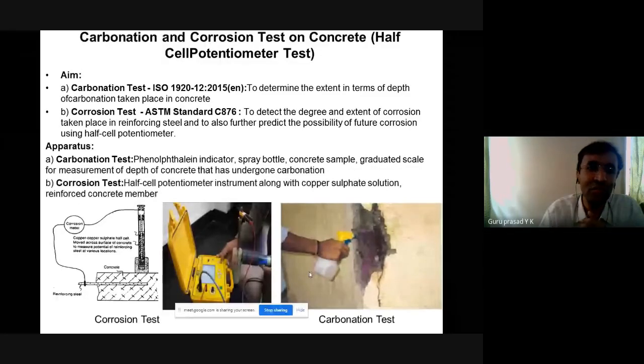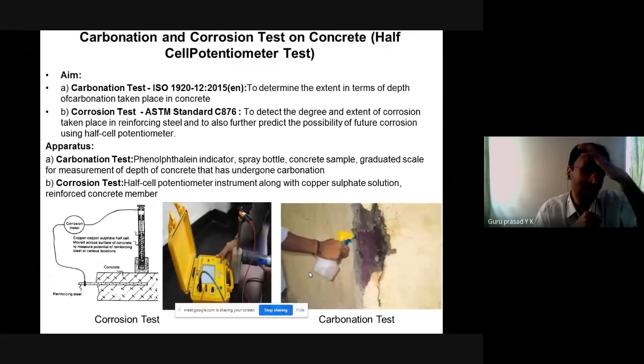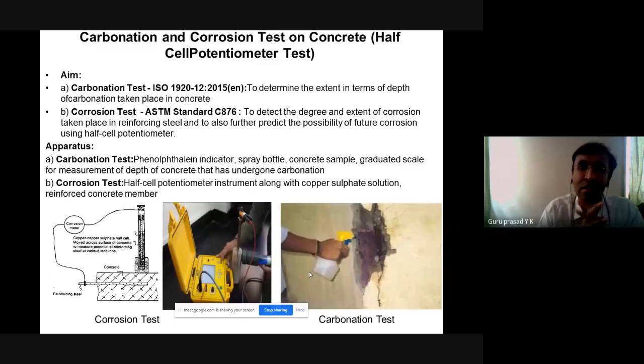What do you mean by carbonated? How does carbonation take place? You have a lot of carbon dioxide in the atmosphere which creeps into the concrete. Because of that, a lot of carbonation takes place in concrete. And what is the consequence of carbonation? It will lead to corrosion or rusting of the reinforcement present in the concrete.